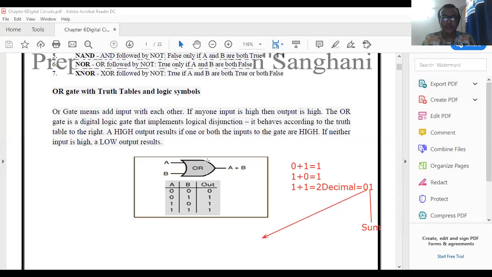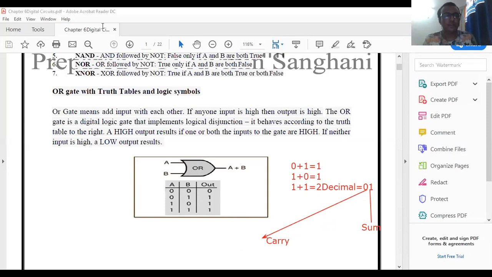Carry means what? If you add 3 plus 9, then the answer is 12. Then 1 remaining, whatever 1 remains, it is known as carry. So here the answer is carry, C-A-R-R-Y. That's why sum is 1, carry is 0.